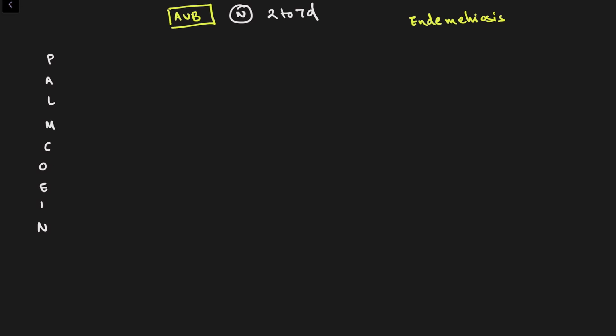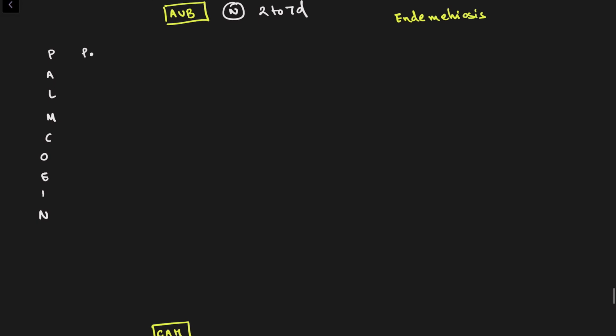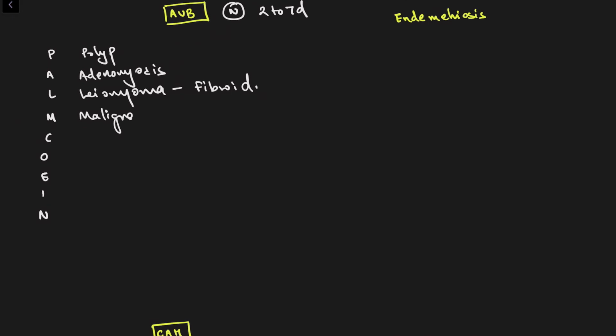And abnormal refers to alteration in either quantity, quality, or frequency. So, for the causes of AUB, there is an abbreviation called PALM-COEIN, where P stands for polyp, A stands for adenomyosis, L is leiomyoma, or we call it fibroid, right? And M is any malignancy or hyperplasia.